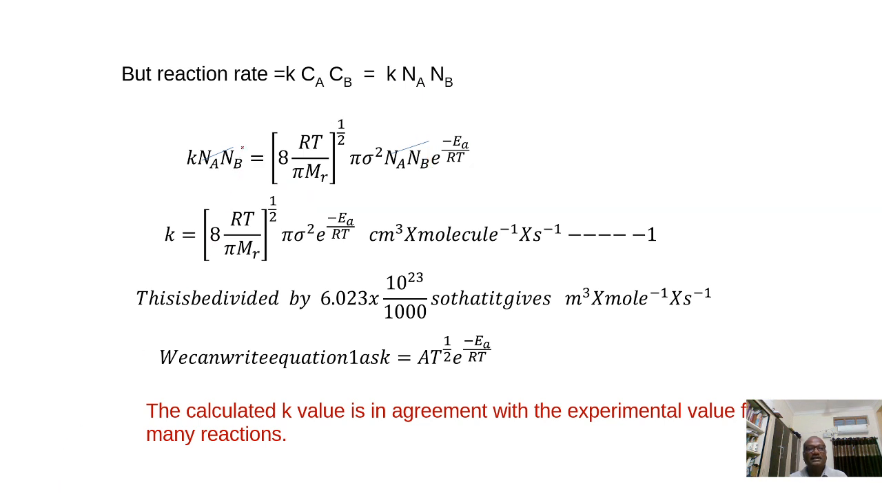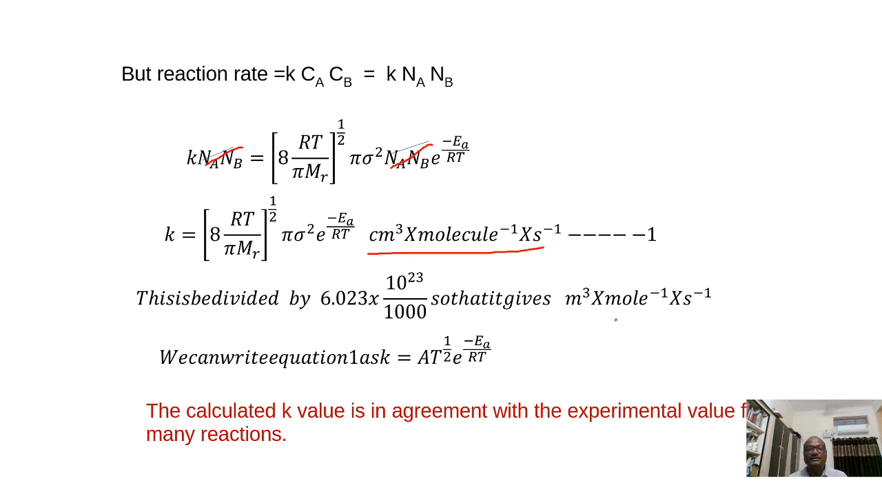Now we can cancel this. NA and NB will get cancelled on both sides. Finally we get k equal to (8RT/πμ)^(1/2) times πσ² times e^(−Ea/RT). What are the units here? You see, cubic centimeter per molecule per second.